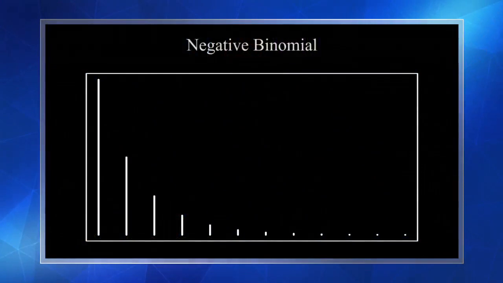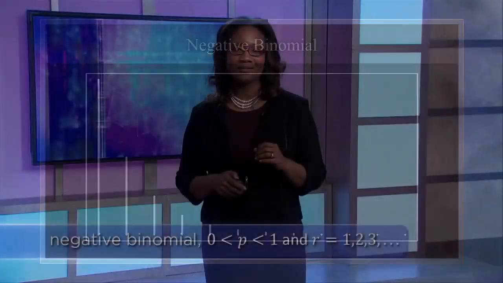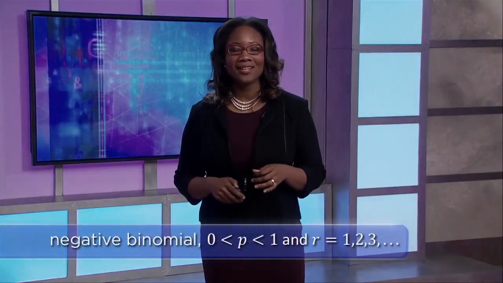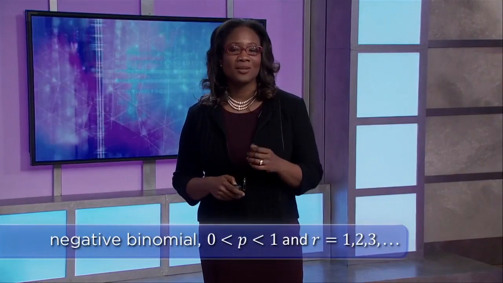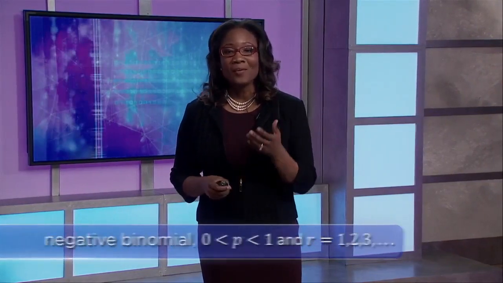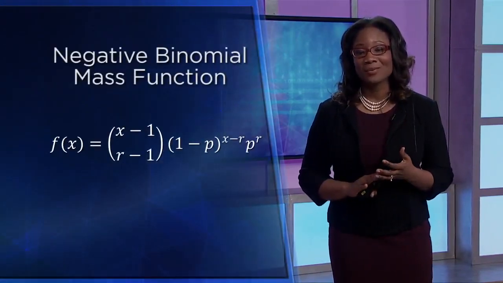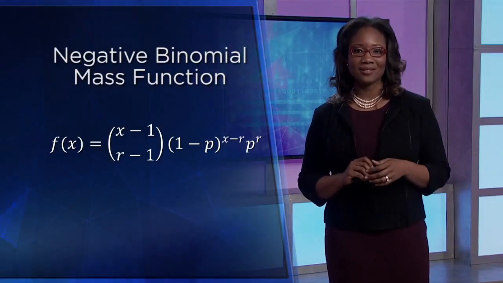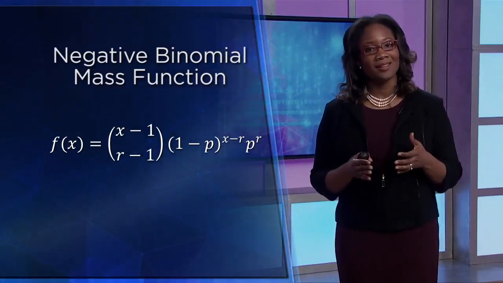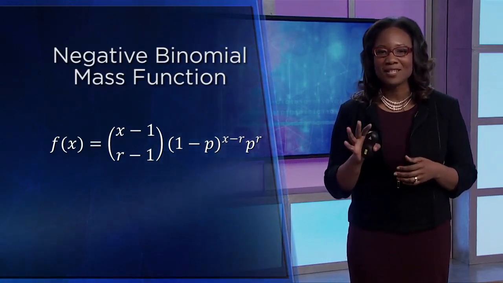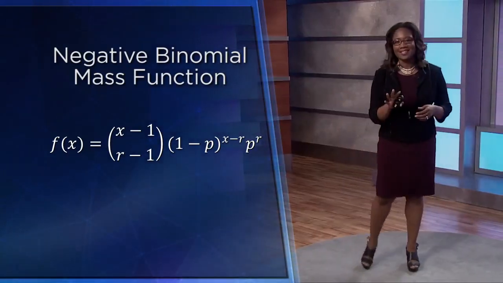Now let's suppose again we've got a series of Bernoulli trials. This time we're going to define X as the number of trials until we get to r successes. X now follows a negative binomial distribution with parameter p between 0 and 1 and r equal to 1, 2, 3, and so on. We can write the negative binomial probability mass function as follows: (x minus 1 choose r minus 1) times (1 minus p) to the x minus r times p to the r. Now let's dissect that a little bit.